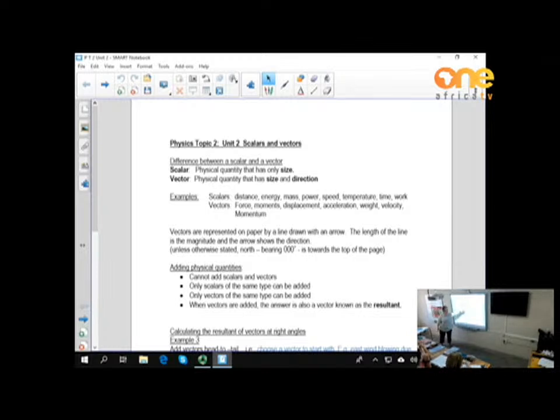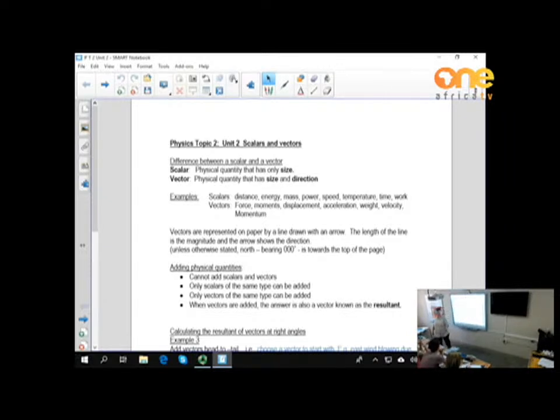So, scalar quantities: distance, energy, mass, power, speed, temperature, time, work, joules, energy. Doesn't have direction. Quantities that have direction: forces. We've done moments, all right. Oh, we haven't done moments. Oh, the grade 11s have done moments. Displacement, acceleration, weight, you should know. What is weight?